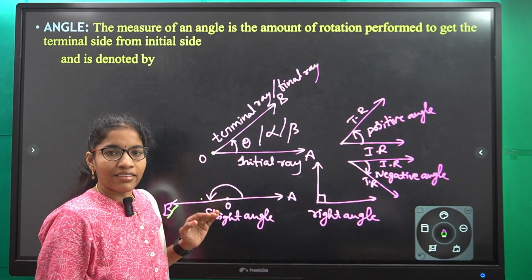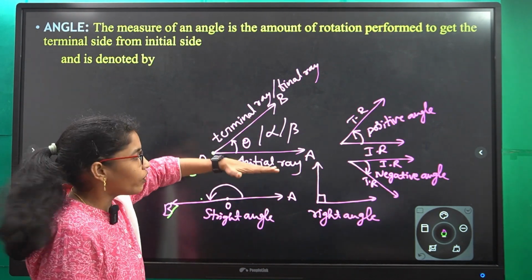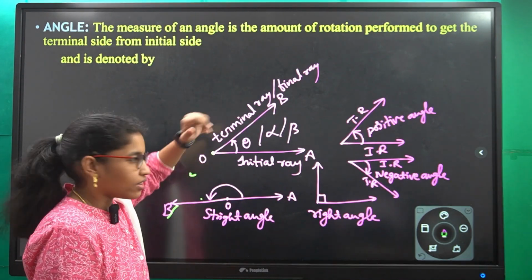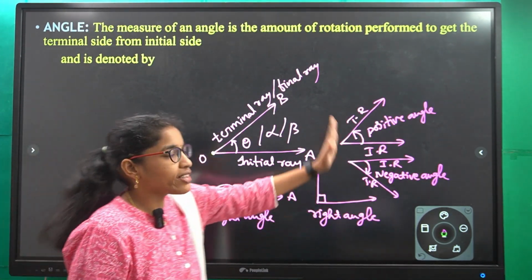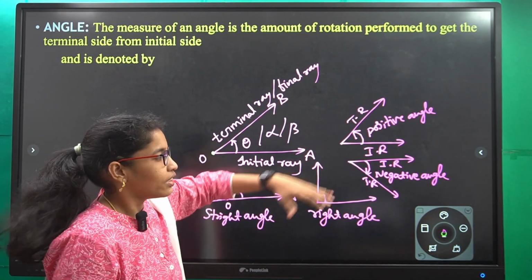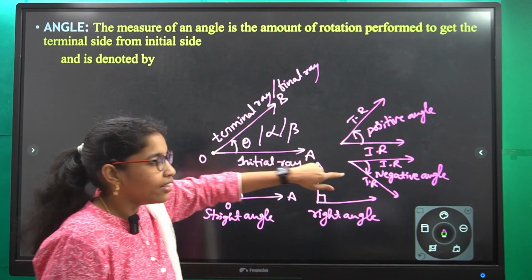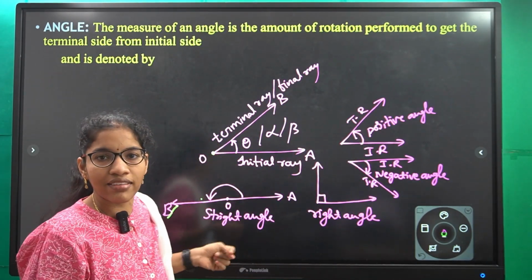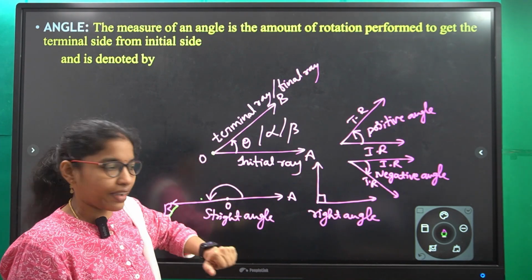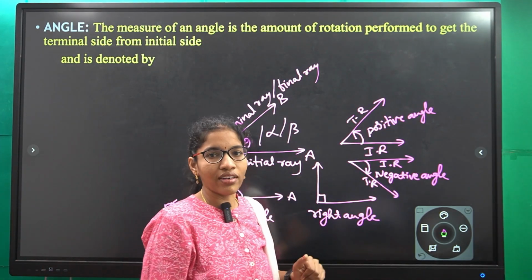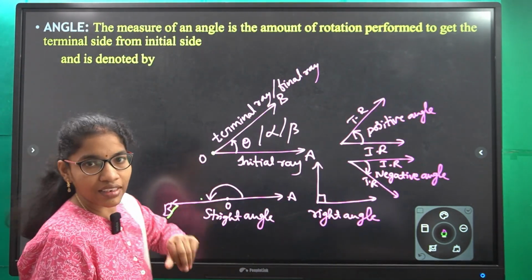So simply, angle is just an inclination from one ray moving to the other ray. That means a ray is moving from one position to another position. If it is in the anti-clockwise direction you can call it a positive angle. If it is in the clockwise direction you can call it a negative angle. If both rays are on opposite sides you can call it a straight angle. Half of that straight angle is called a right angle. Clear?